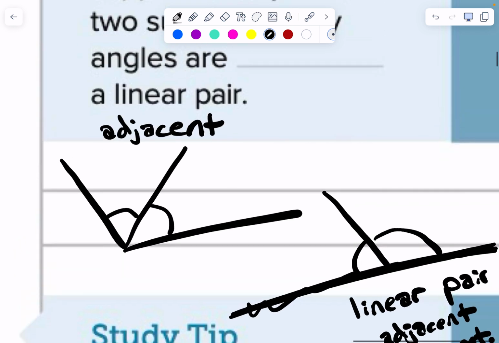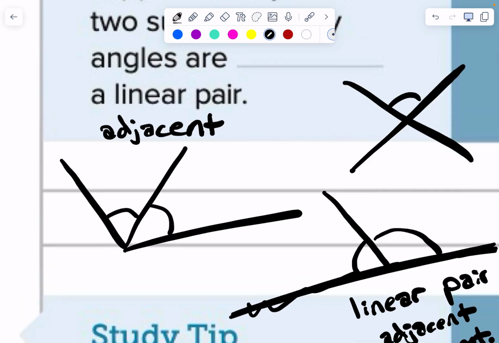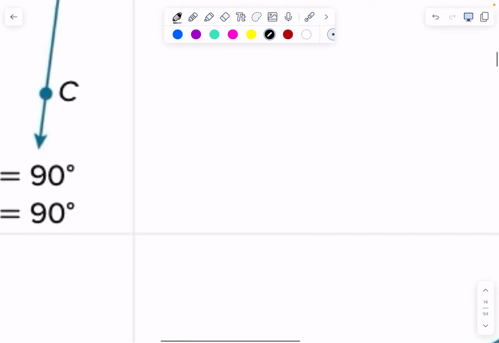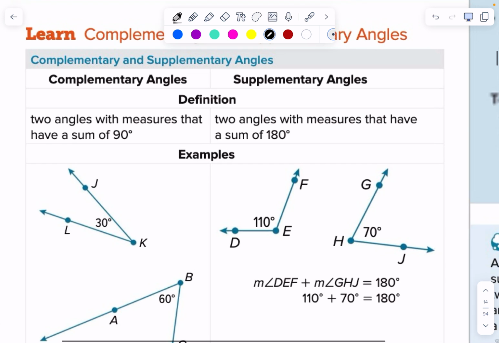What are these things called, this guy and this guy? Those are vertical angles. I'll abbreviate the angles part. Vertical angles. Those are the three main ones that we learned yesterday. Anything else besides that? Complementary, that's what we're going to do today. So we have complementary and we have supplementary.